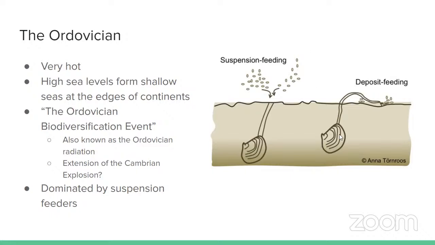Versus deposit feeding, you can see like a bivalve with kind of like a tongue sort of process, kind of scooping up things that have fallen onto the sediment. So lots of suspension feeding going on in warm, shallow seas. We're going to start to see early forms of reefs forming. So that's the kind of environment we're in when we're looking at a lot of these organisms.